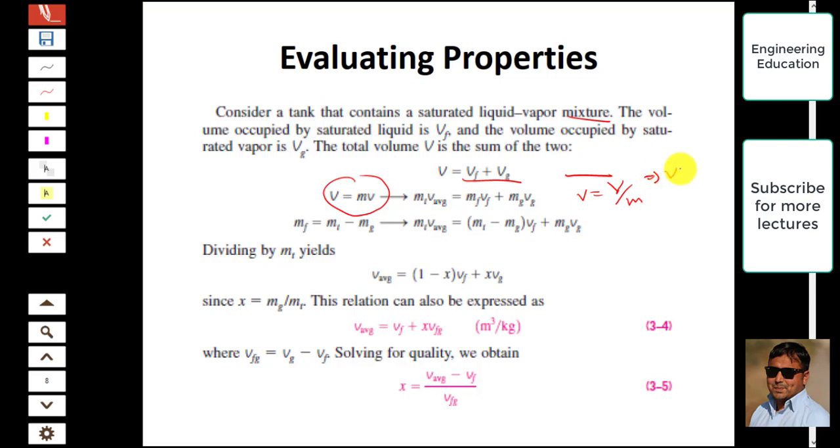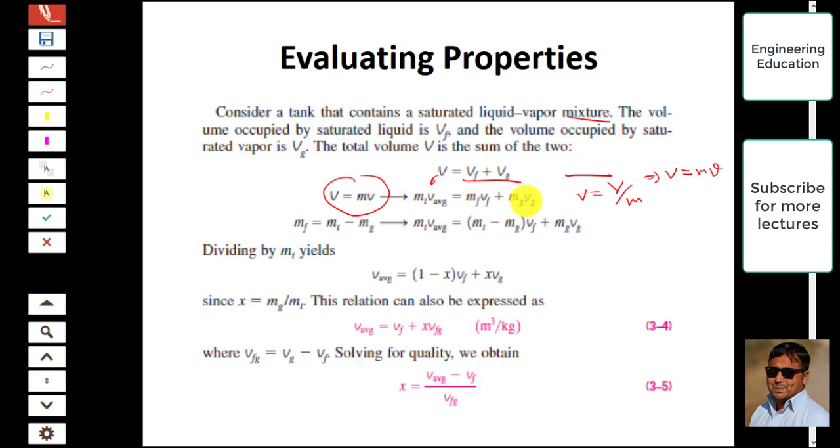So it can become V is equal to m small v. Using this, for total we have mt into V average, while for Vf we have mf Vf, and for Vg we have mg Vg. So we replace these with the product of mass and respective specific volumes.